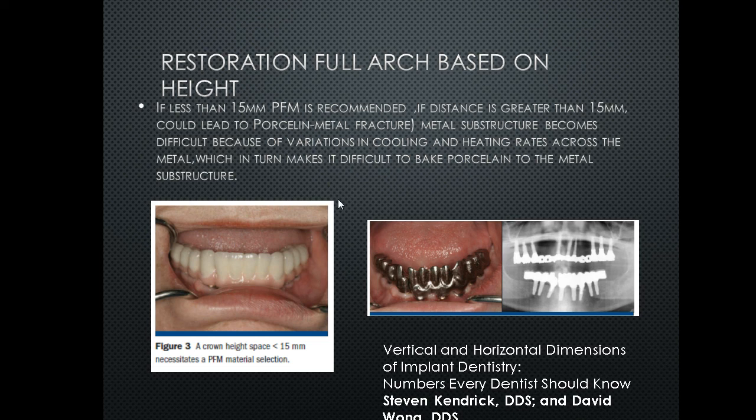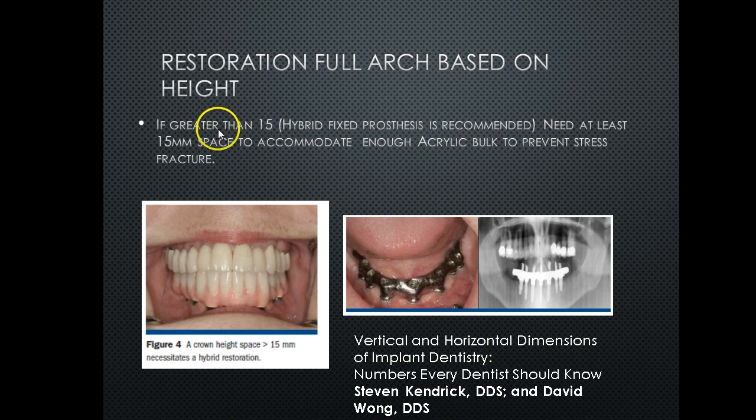So it'll be an uneven part, there might be space, and then that can lead to a fracture. So our recommendation is that if you have less than 15 millimeter crown height space, especially for the full arch restoration, to go with the PFM. But if the space is greater than 15 millimeter, we recommend a hybrid fixed prosthesis, which needs a bar and then has the acrylic and the teeth on top. So in this case, if you're greater than 15 millimeter, you want to go with the hybrid fixed prosthesis.